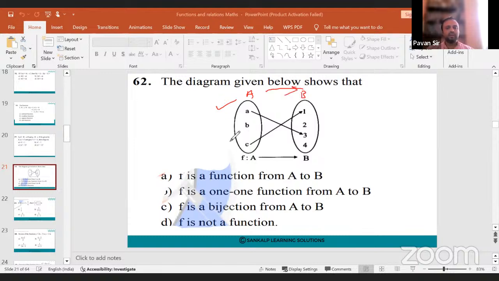What type of function does it show? F is a function from A to B. F is a one-one function from A to B. F is a bijection from A to B. F is not a function. Just try to give the answer for this. Please make it correct. Give the correct answers now, fast.